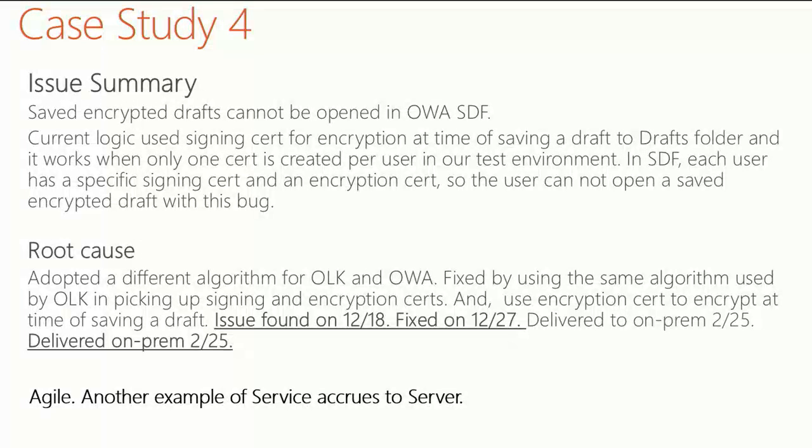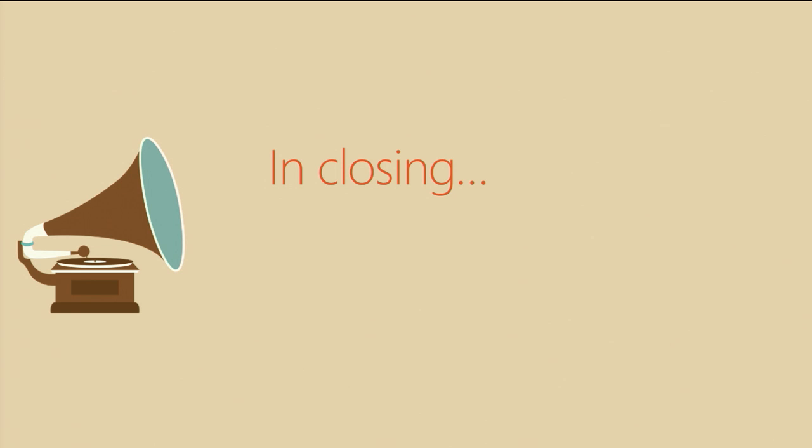The next case study is another interesting one, where we were using the encryption and signing certificates in the case of OWA and in the case of Outlook. When you try to open it in Outlook, it actually opens. But in the OWA scenario, we just used one of them, and it was good that we found this problem in SDF. This issue was found on 12/18, fixed very quickly, and it also went to the on-prem customers. This is an example where we were very agile in responding to issues, and another example where all these issues are found and tested in the service before it goes to the server for the on-prem customers. So with that, I will give it to Rudy.